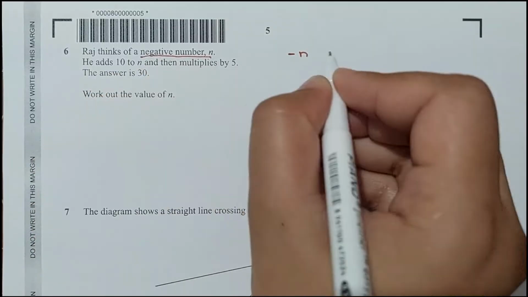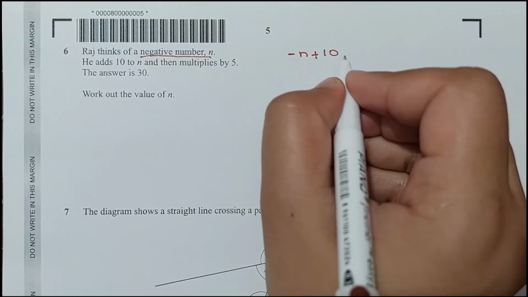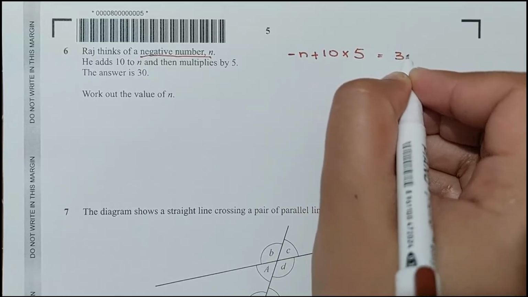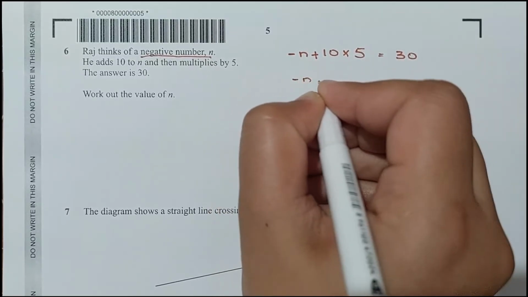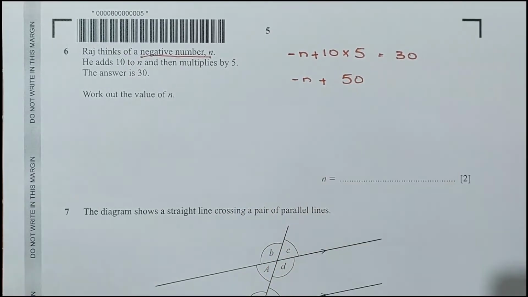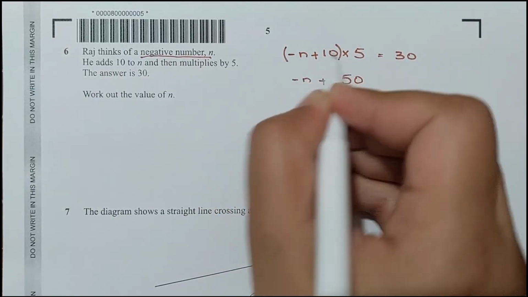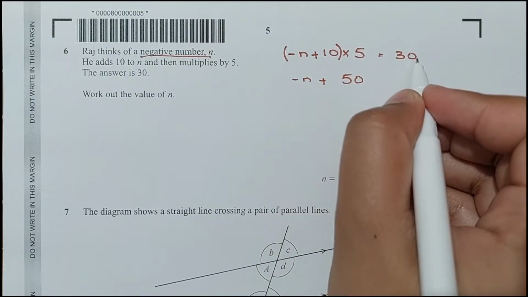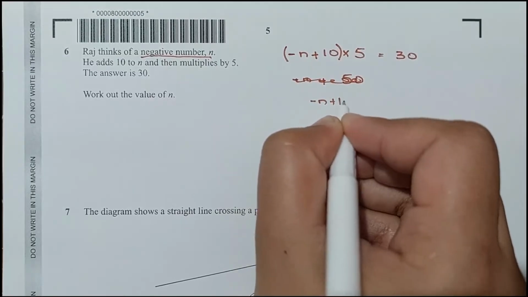He adds 10 to n, so he adds 10 to that number and then multiplies it by 5, and the answer would be equal to 30. Okay, what is that number? So minus n plus 10, times 5 is 50. The first step is in that negative number he adds 10 and then multiplies by 5. The answer is 30, right? Okay, so minus n plus 10 stays the same.